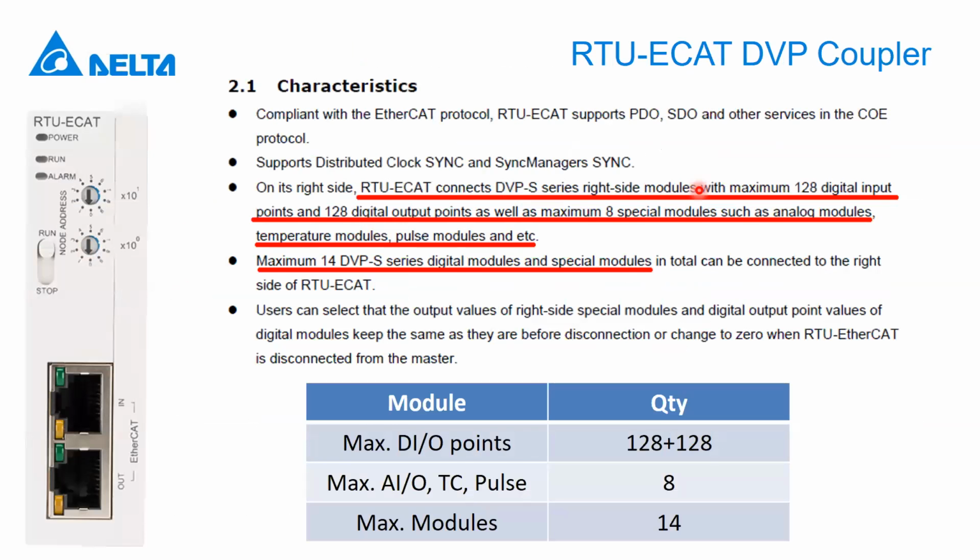Okay, and this one is for the DVP coupler. So the model name is called RTU-EtherCAT. So this one can support maximum 14 modules, and for analog module is maximum 8, and maximum I/O point is 128 input and 128 output.